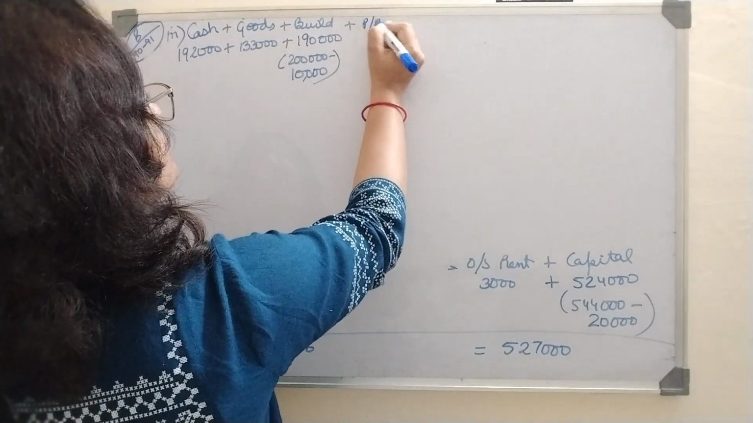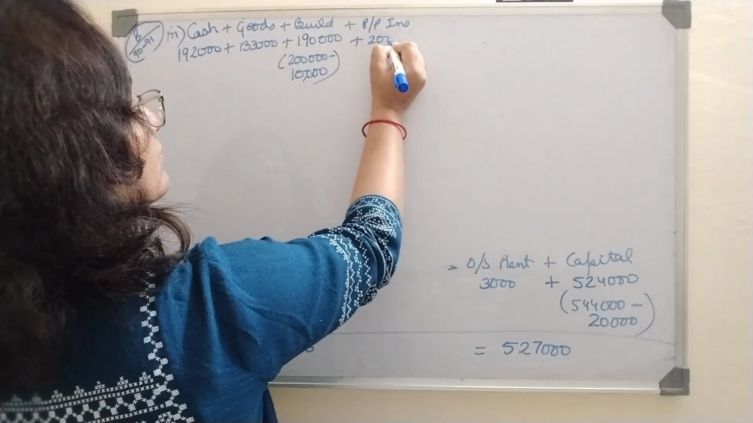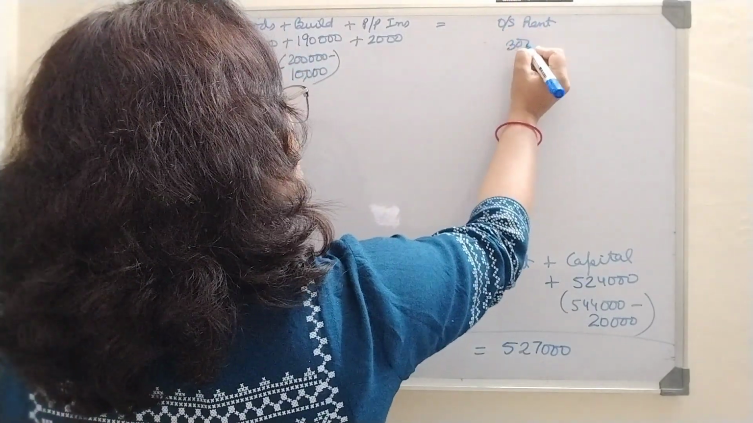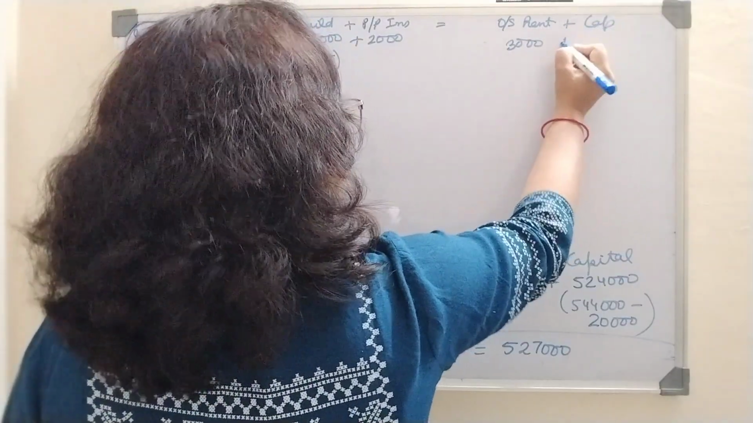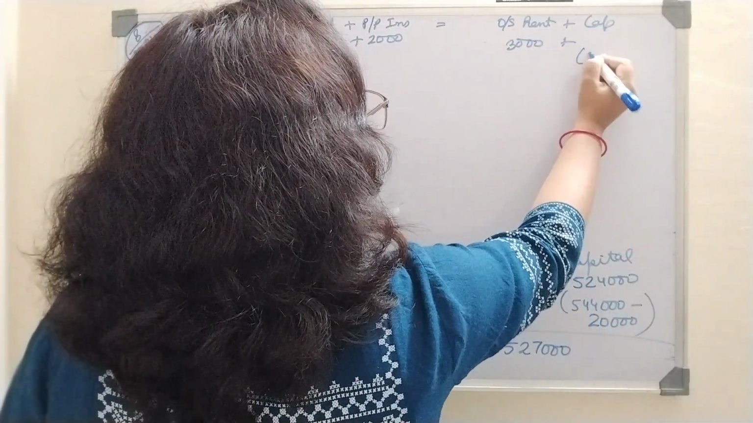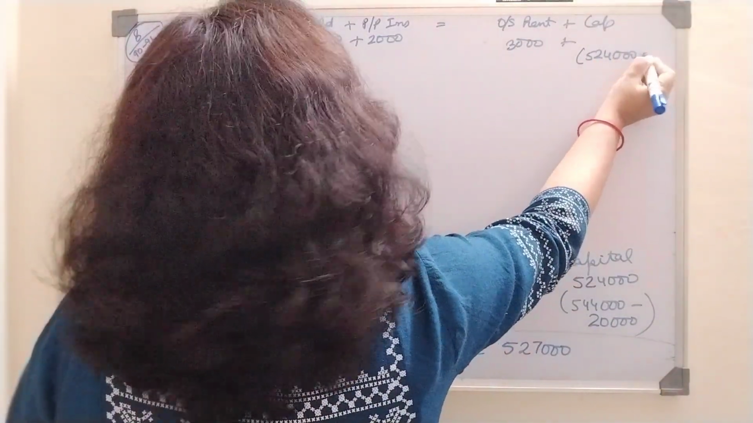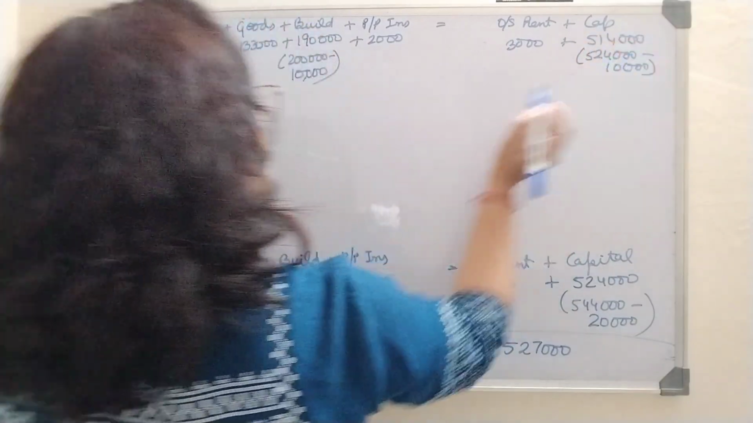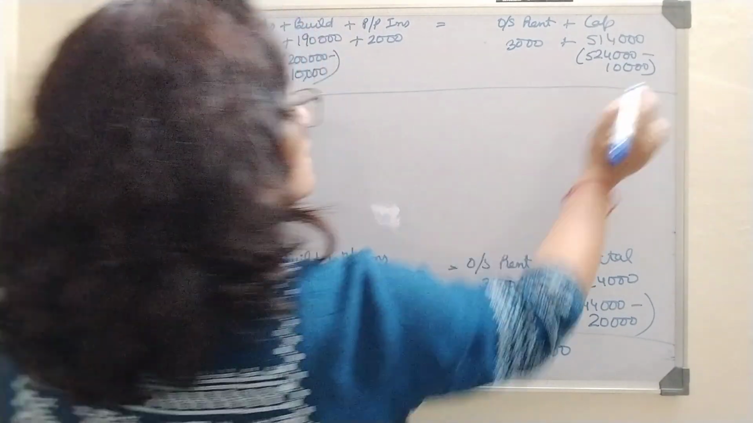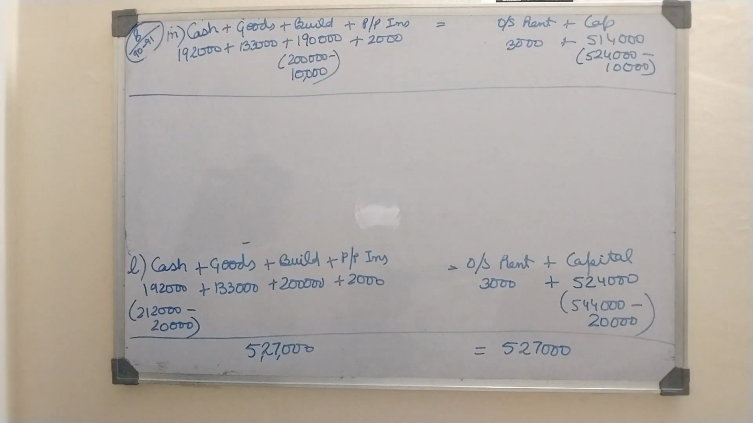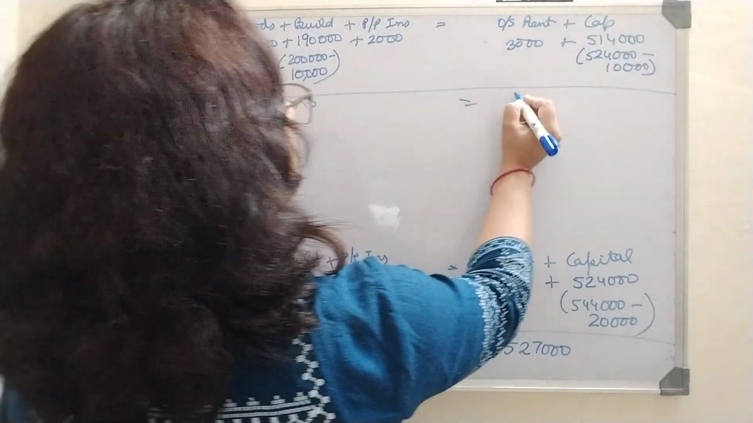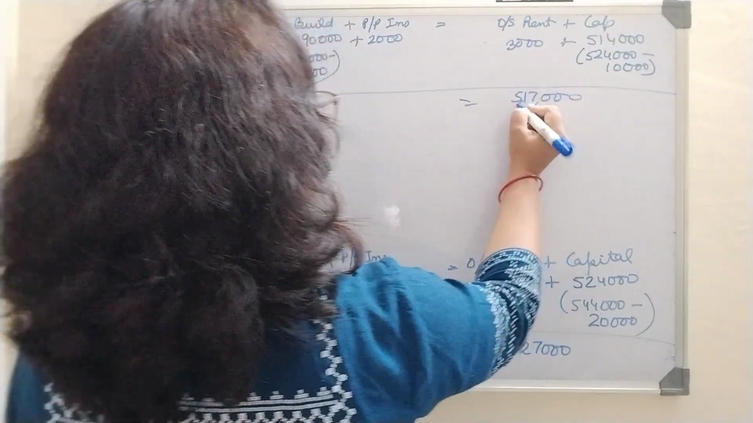Now prepaid insurance will remain the same. Outstanding rent 3,000. Capital we will subtract it. 5,24,000 minus 10,000. So it comes to 5,14,000. So now the total of both the sides comes to 5,17,000. Please check. Okay, keep on checking. 5,17,000.